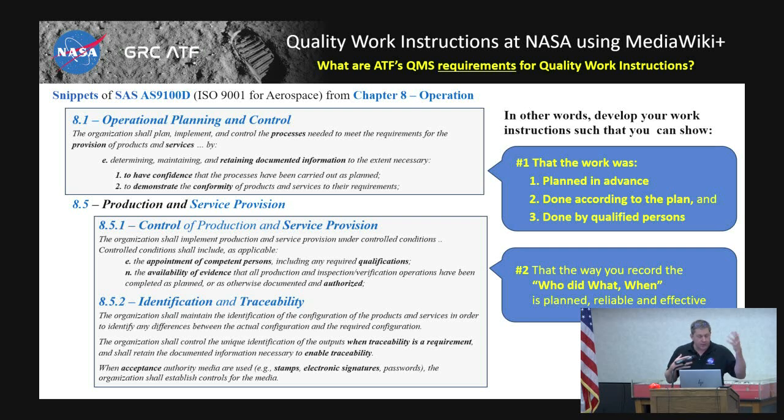And the top box is basically saying that what we have to be able to show our customers is that the work that we did on their spacecraft is work that we planned in advance. We also need to be able to show them that it is work that was done according to that plan. And we also have to be able to show that it was work done by people qualified to do that work. These are all the evidence-based paperwork that we need to be able to show. And then number two is that the way that we record all of the information in item number one is also a well-managed artifact system.